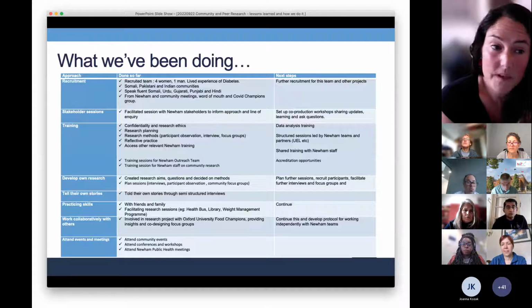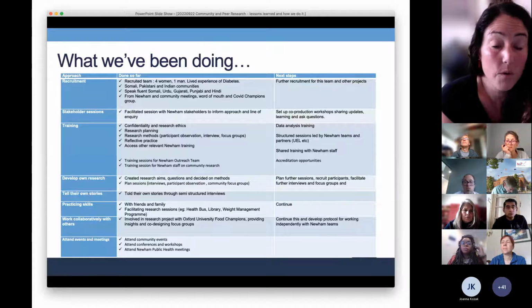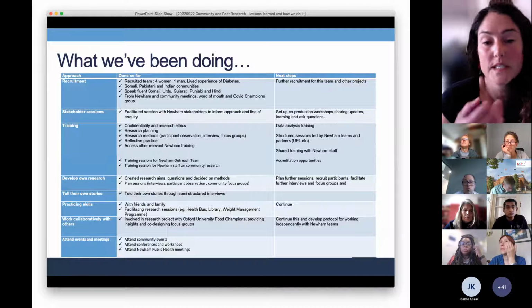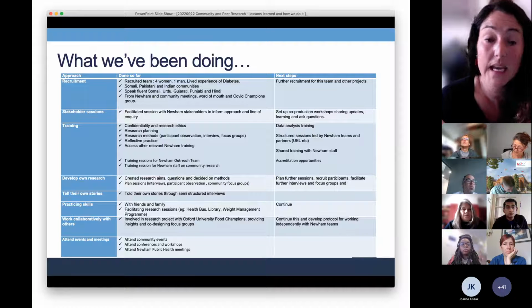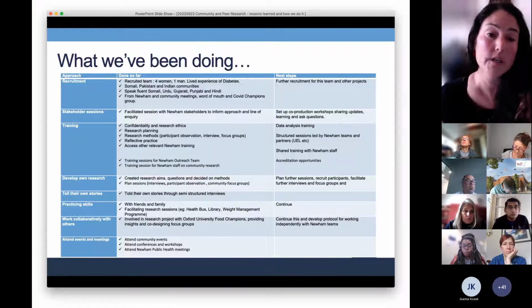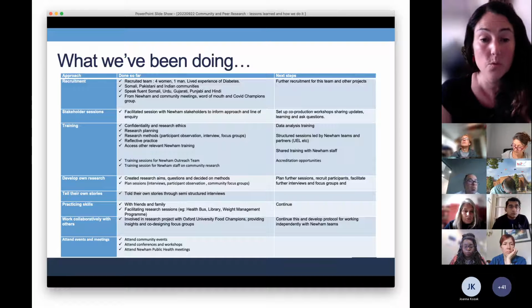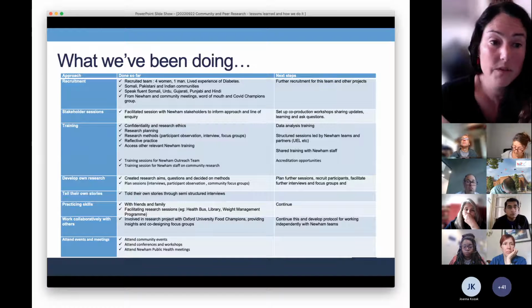When we first started this project, we did some recruitment. We recruited 4 women, 1 man, all who have got lived experience of type 2 diabetes. Lived experience meaning either they have diabetes or that they have family members or friends or some sort of contact with community in some way that they have experienced what diabetes might mean for people. We wanted to make sure we had a mixture of people from different communities.